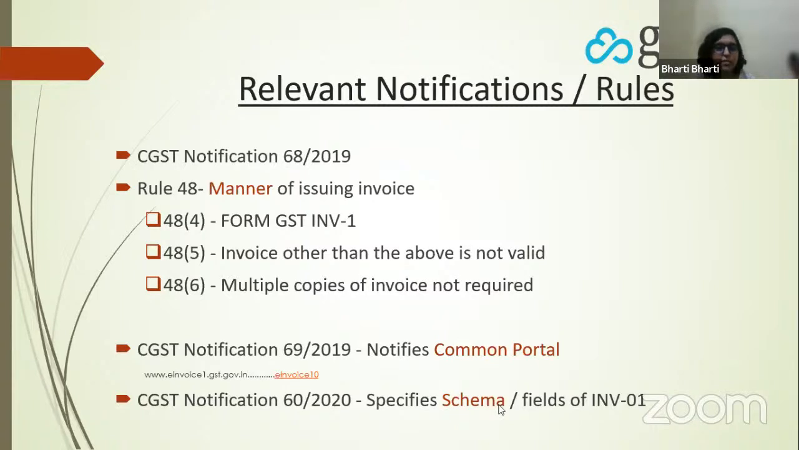And Rule 48, Subrule 5 says that if you are not issuing the invoice in the manner prescribed in Form GST INV1, the invoice will not be valid. And if you are not generating an e-invoice, you're required to have multiple copies of the invoice, like your copy, the recipient's copy, and one for the transporter. But if you're generating an e-invoice, multiple copies are not required. You can just have one copy, and that would be enough.